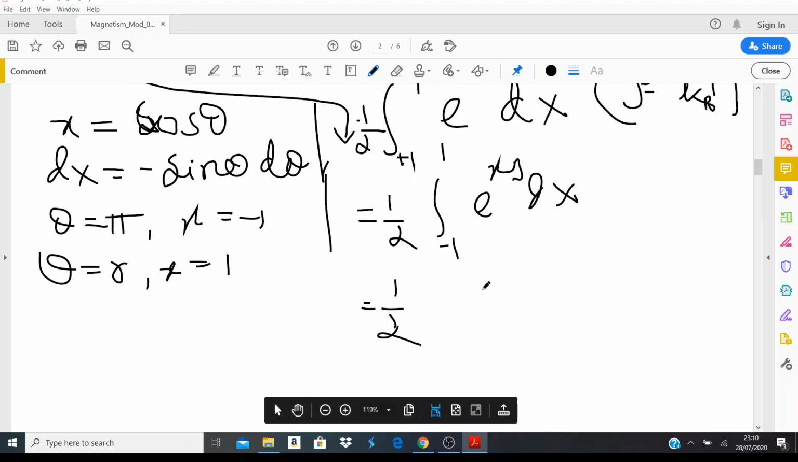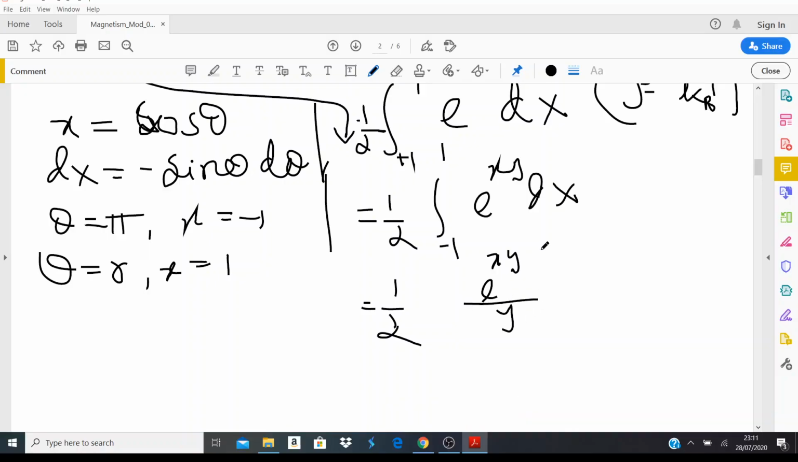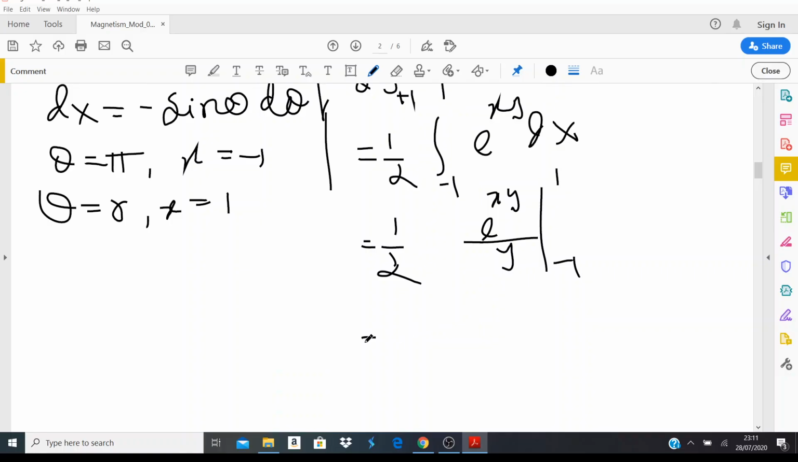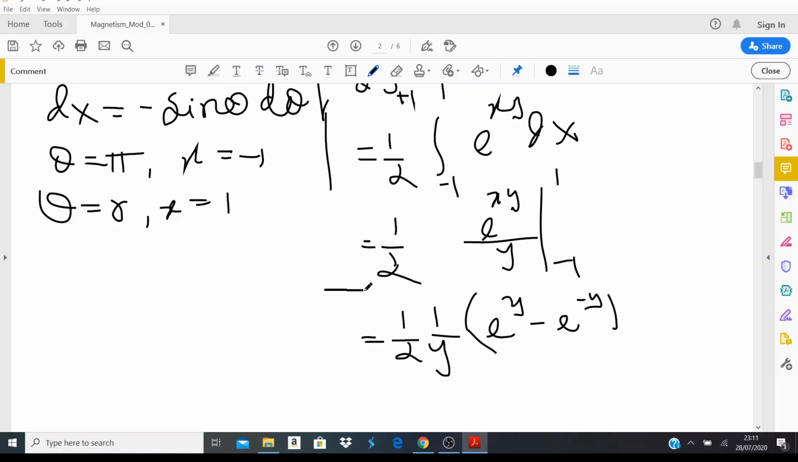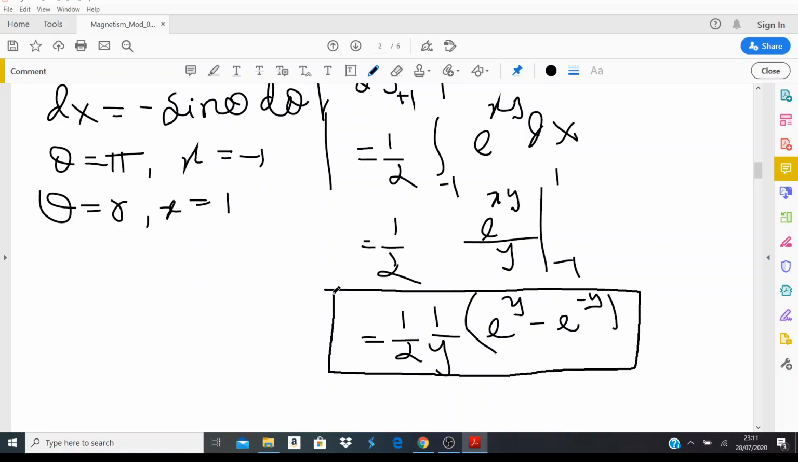so the integration is nothing but e to the power xy divided by y, and then we need to put the limit -1 to +1. The result is half 1 by y (e to the power y minus e to the power minus y). Just put the limit for the x. So that's the value for the denominator, right?